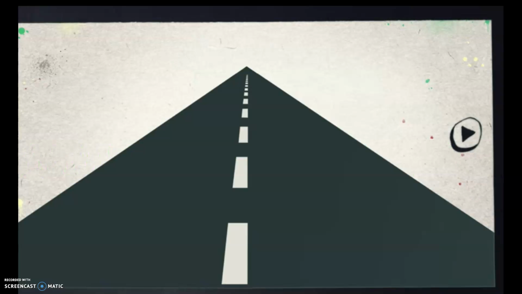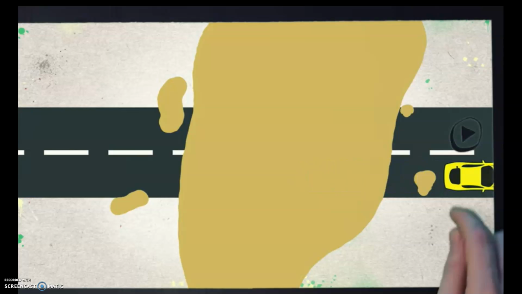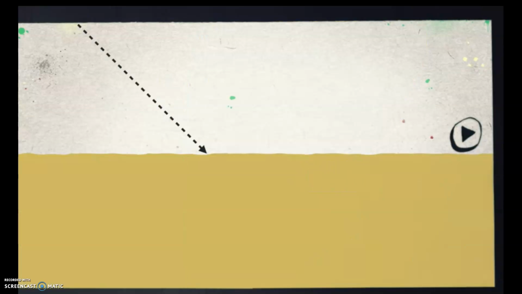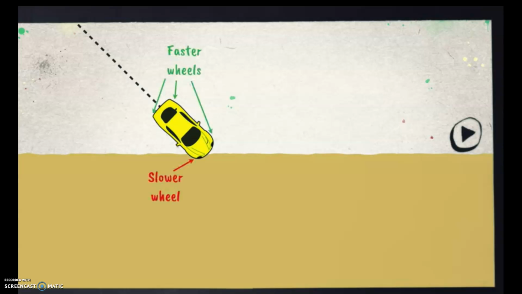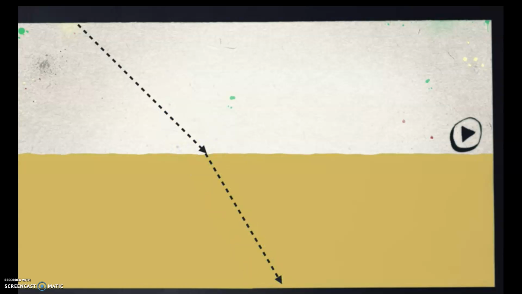So let's put aside for a second the light and imagine a car traveling down a road and it comes in contact with a patch of sand or even ice. Just like a light wave, the car slows down when it comes into contact with a different material. Now, imagine it reaches the material at an angle. The first wheel to contact, say the sand, will slow down while the other wheels continue with their present speed.